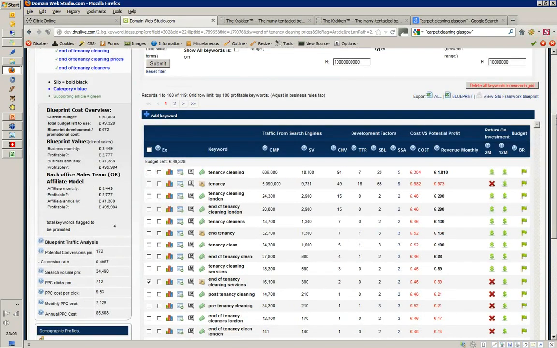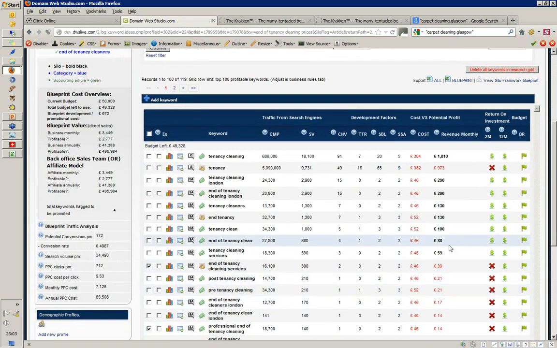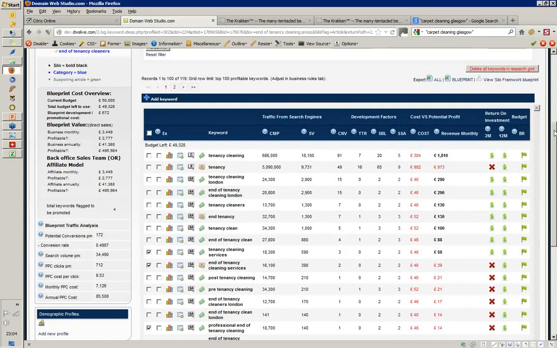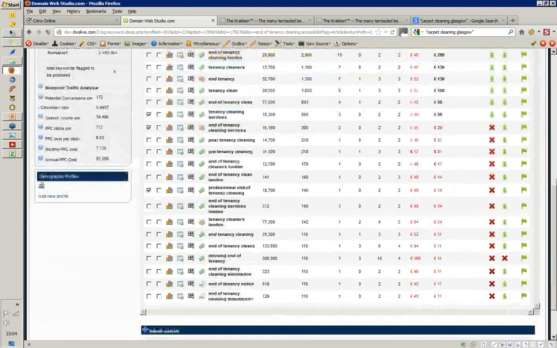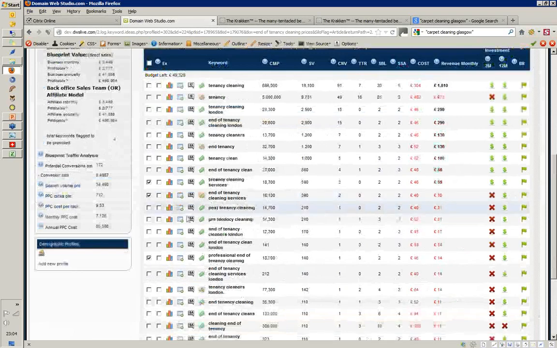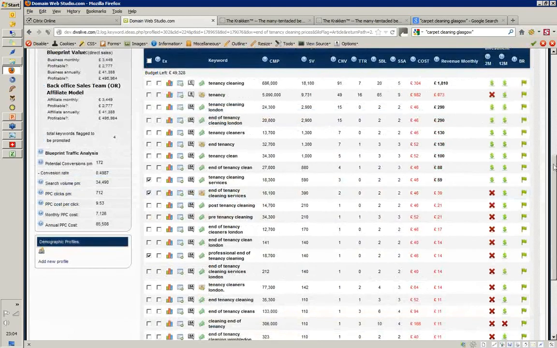I want to use end of tenancy cleaning services as words. I want to use professional end of tenancy cleaning as a word. And what this is doing is basically building up a synonymic set. I'm going to be using tenancy cleaning services as a word on it. This will also double up as my anchor text. Now, because we know these keywords are good, we know they've got conversions and search volume tied to them, and there's cost on most of these things here, these are good keywords to get ranked for.